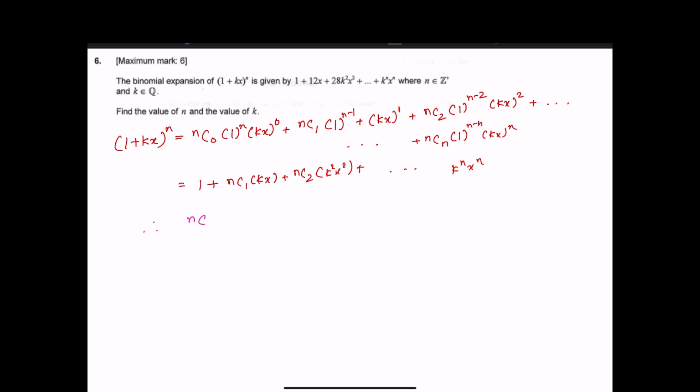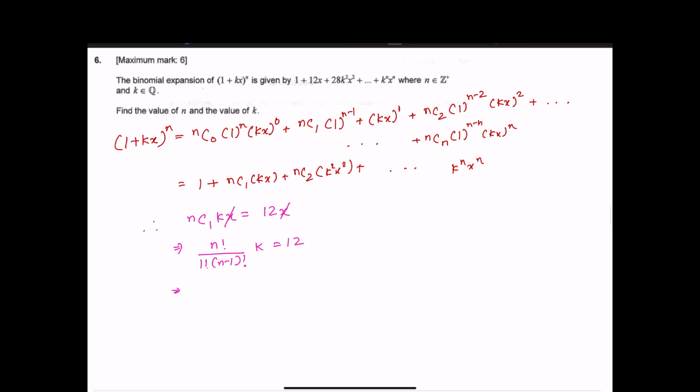Right? So nC1 kx should be equal to 12x. I can cancel the x on both sides. So nC1 will be how much? nC1 is n factorial by 1 factorial times (n minus 1) factorial. This should be 12. Now n factorial can be written as n times (n minus 1) factorial. 1 factorial is 1 and the denominator will be (n minus 1) factorial. I can cancel the (n minus 1) factorials on both sides. I got one relation, n times k would be equal to 12.